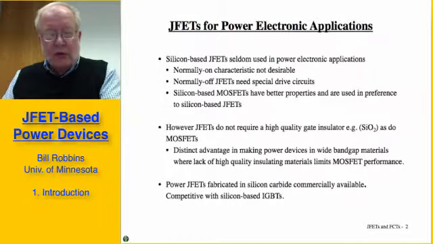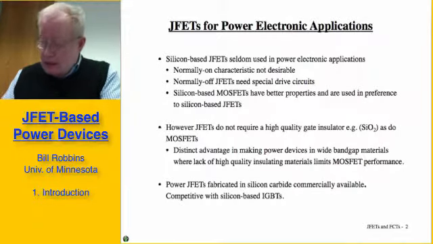However, JFETs do not require a high-quality gate oxide or insulator, such as SiO2 on silicon, whereas MOSFETs do require a high-quality gate oxide or insulator. This is a distinct disadvantage when we are talking about making these power devices in wide bandgap materials, where the lack of a high-quality insulator limits the fabrication and performance of MOSFET-based devices. Power JFETs have been fabricated in silicon carbide and are now commercially available, and they are competitive with silicon-based IGBTs.